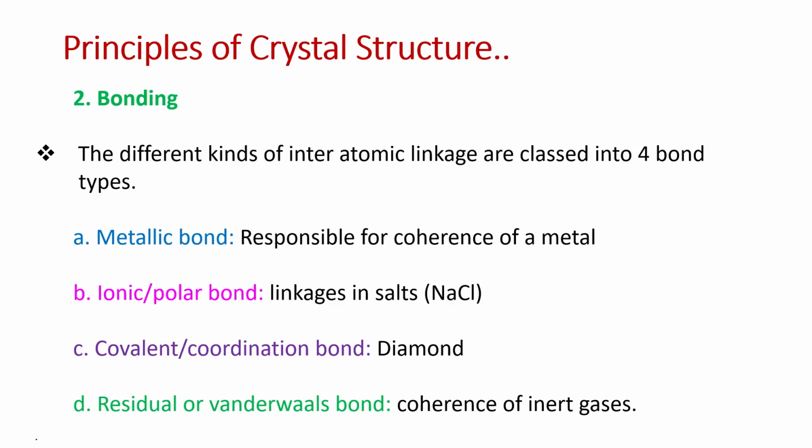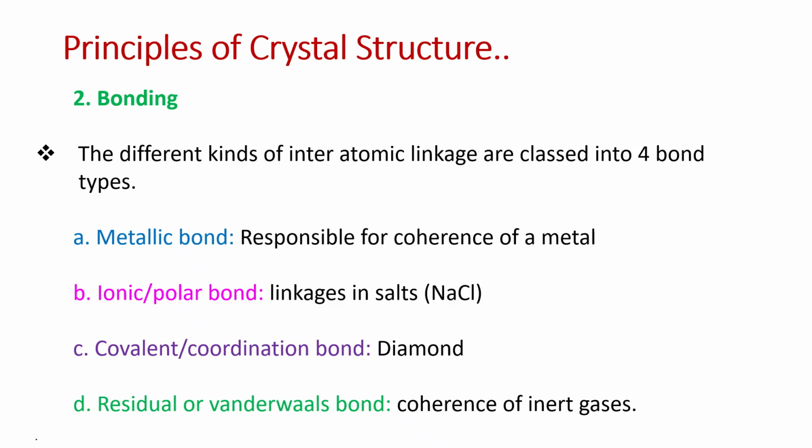Number 2, bonding. The different kinds of interatomic linkages are classed into 4 bond types. These are represented as metallic bond, ionic or polar bond, covalent or coordination bond, and residual or Van der Waals bond. Coming to the metallic bond, it is responsible for the coherence of a metal, and the ionic or polar bond is nothing but the linkage in the salts such as sodium chloride.